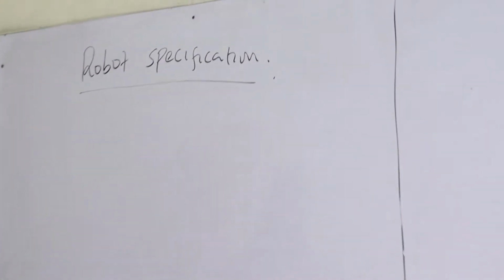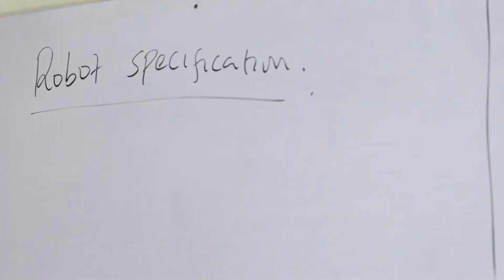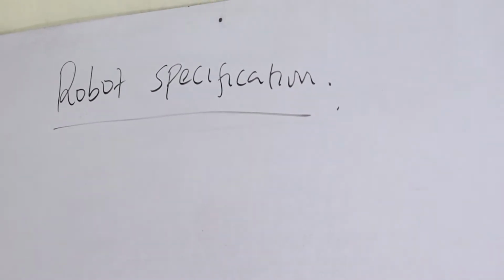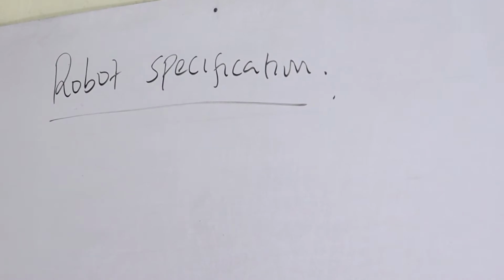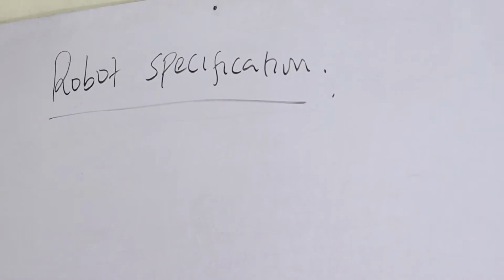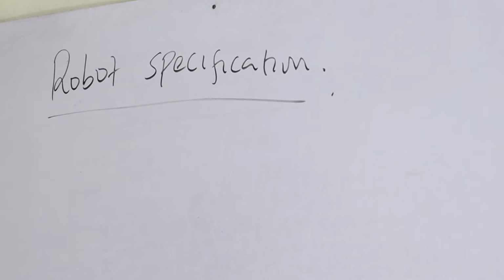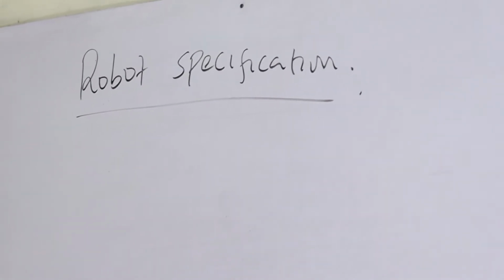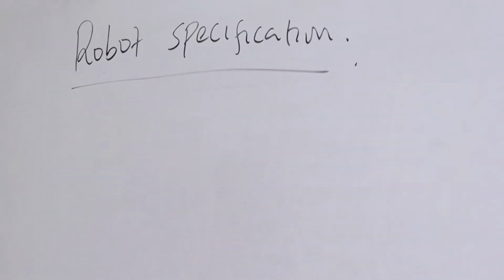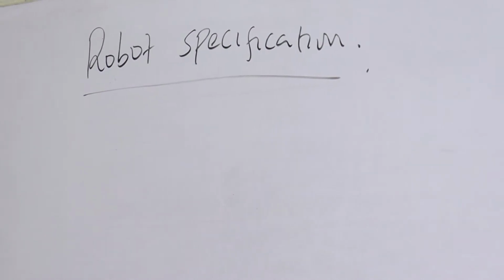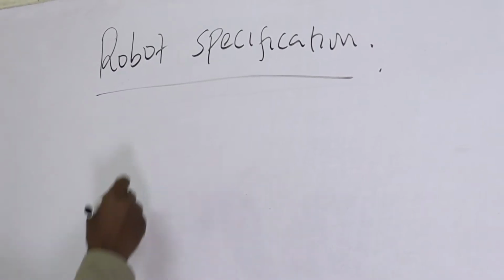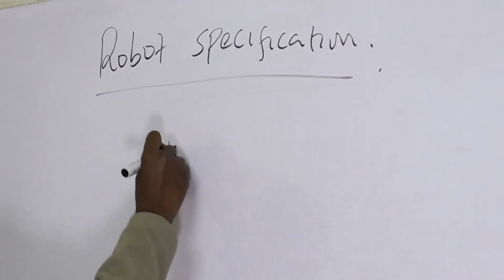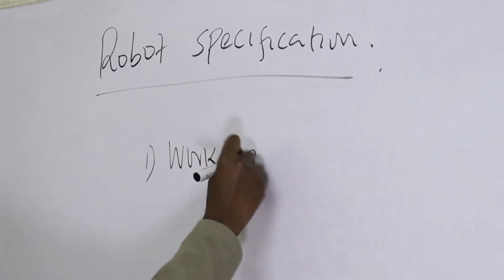Welcome to another session. We are going to look at what we refer to as robot specification. So what are the specifications that a robot should have? We are going to talk about 9 specifications. Maybe we can write them on the board, then discuss one by one. The first specification that we are going to talk about is the work envelope.